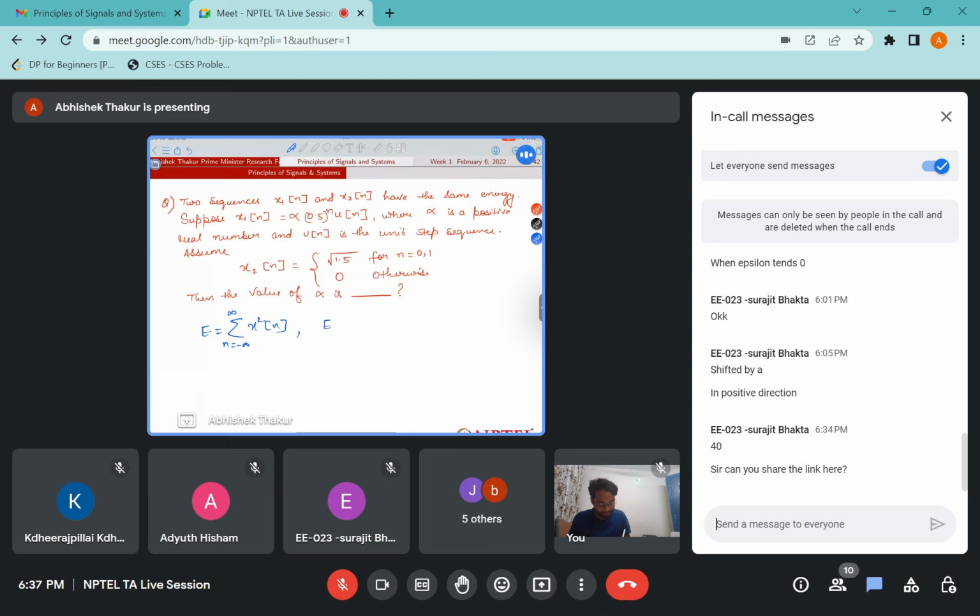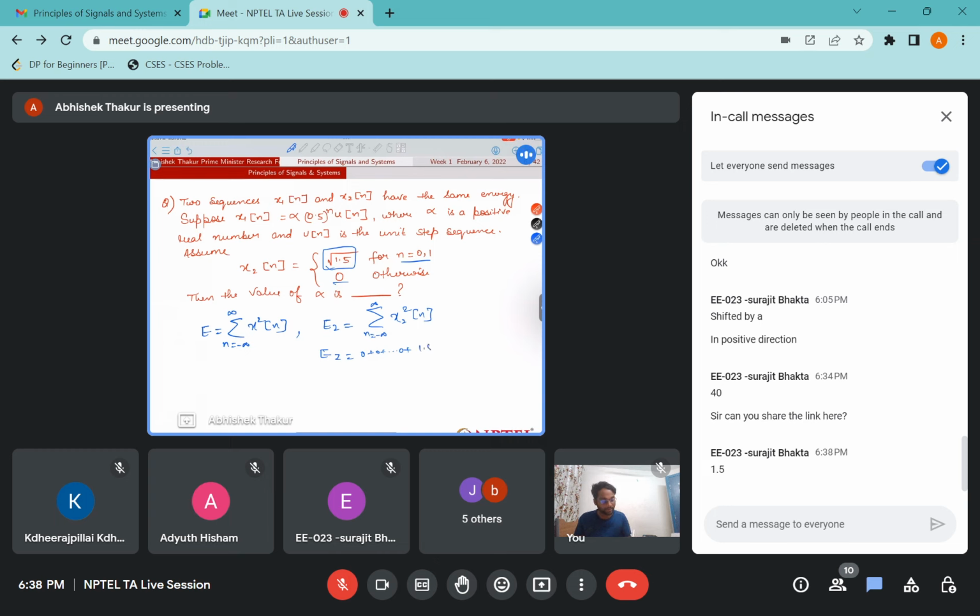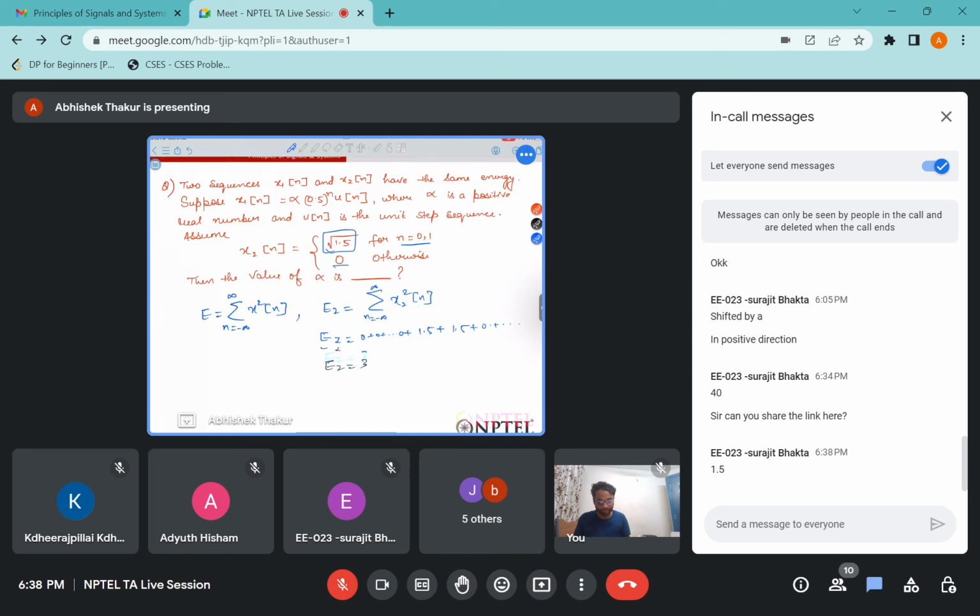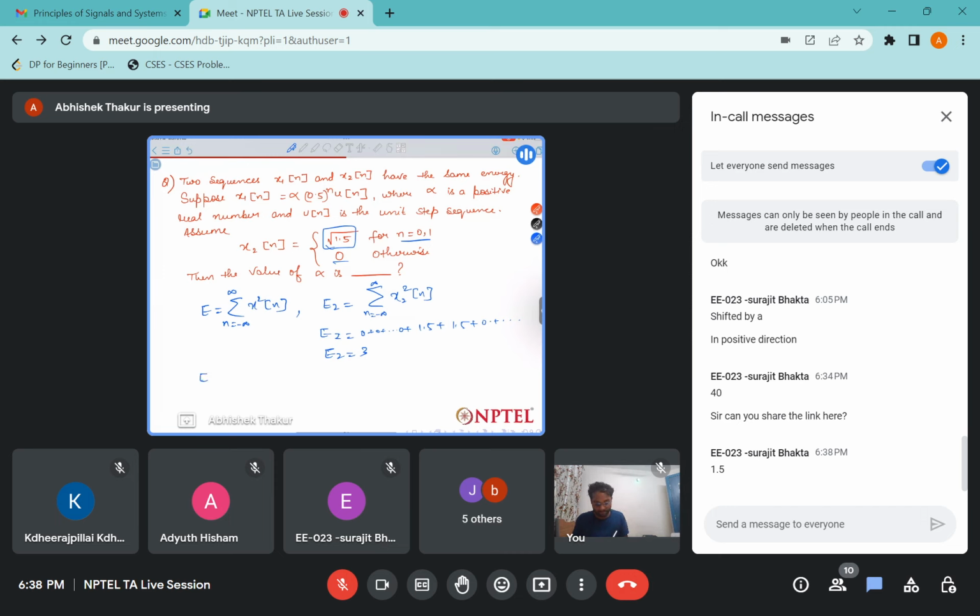First, we will find the energy of x2[n], E2, that is equal to the summation of the magnitude squared. Here you can see x2[n] is under root of 1.5 for n is equal to 0 and 1, and it is 0 for all other values. So it will be 0 plus 0 plus 0. At n is equal to 0, it will be under root of 1.5 squared, that will be 1.5, plus at 1 also it will be 1.5 plus 0 0 0. So the E2 will be 3. Okay, now coming to the next part, that is E1.